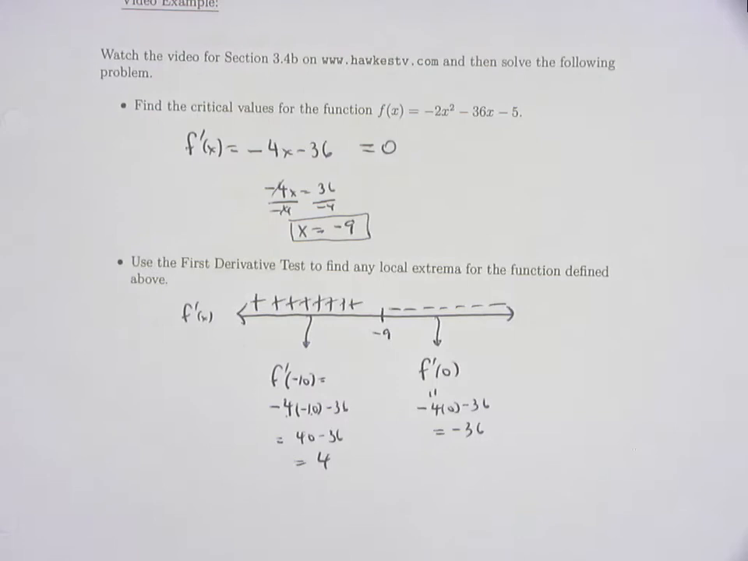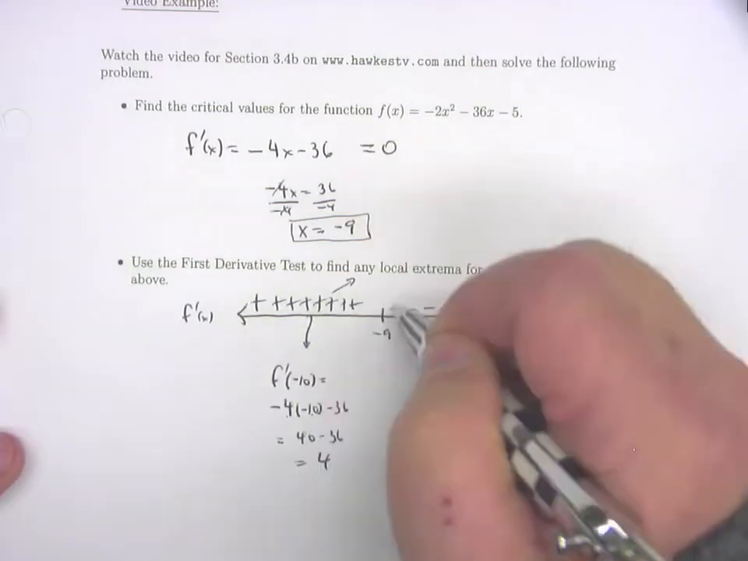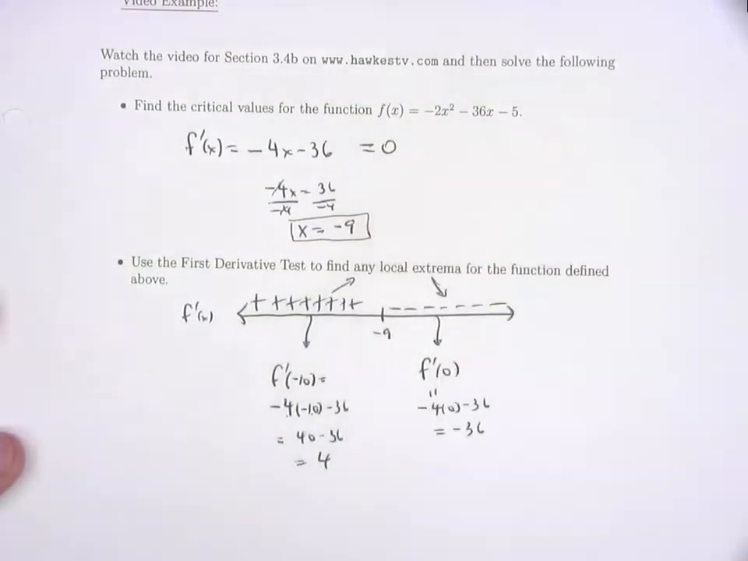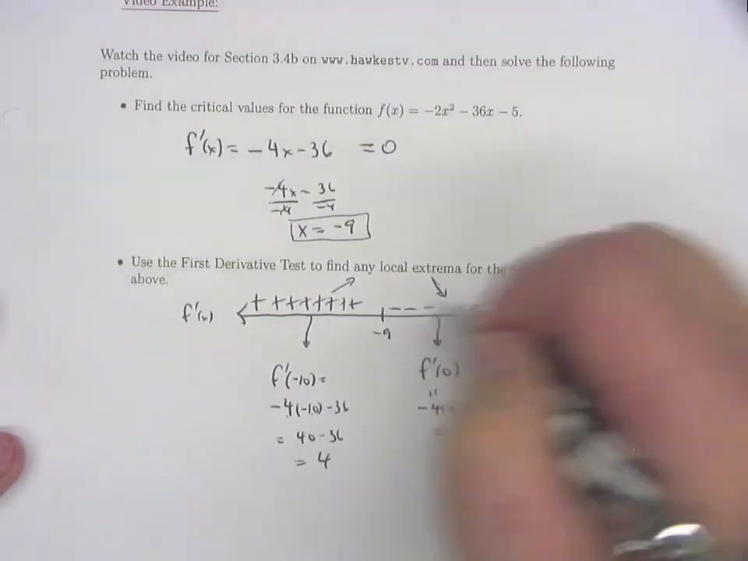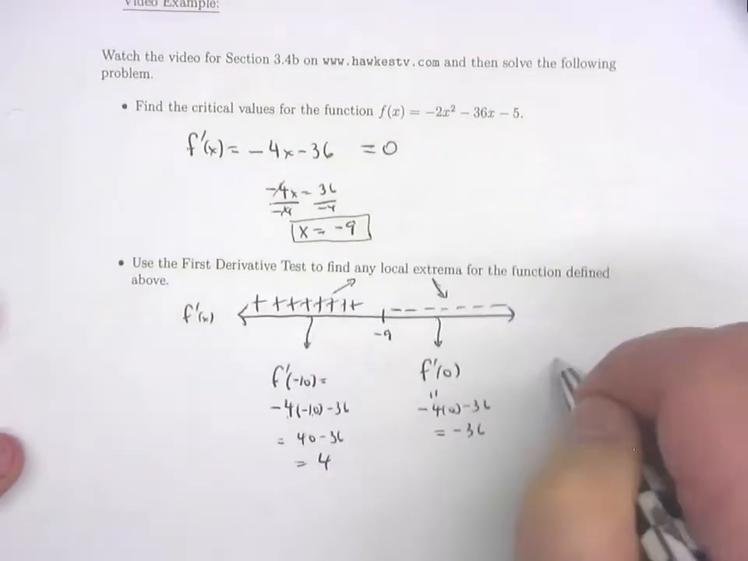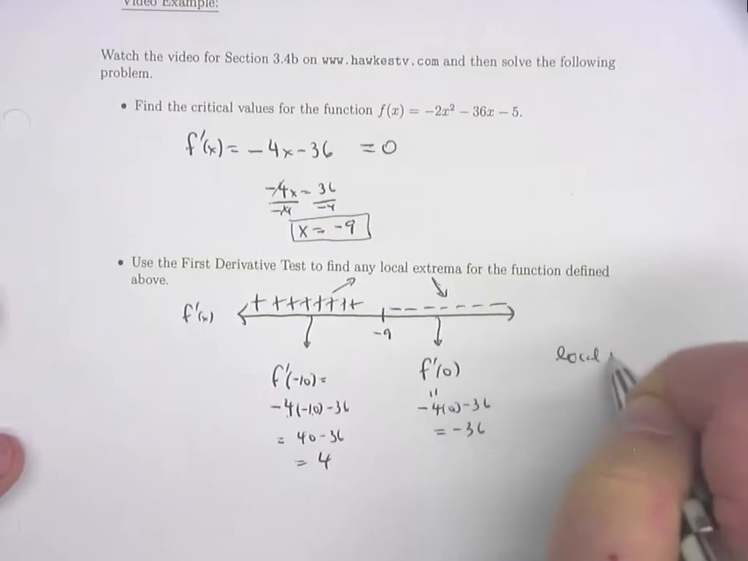What kind of point is negative 9? By the first derivative test, your analysis line here tells you. I'm going to go up, I'm going to hit negative 9, and I'm going to go down. It is going to be a maximum. You got it. So this makes it a, you said, local maximum.